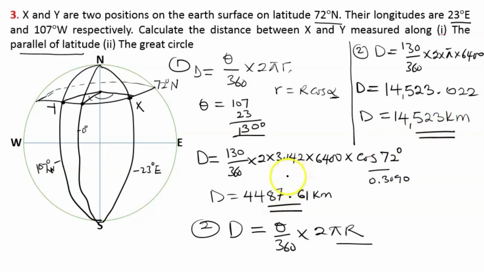You see, along great circle, they just mentioned it because they want to see whether we have the understanding of great circle and how to calculate distance along it. For the other one, along the parallel of latitude, we have to use this formula. Along great circle, we have to use this very formula. I believe you find this interesting, and by now everybody should be able to calculate distances on small circle and on great circle.